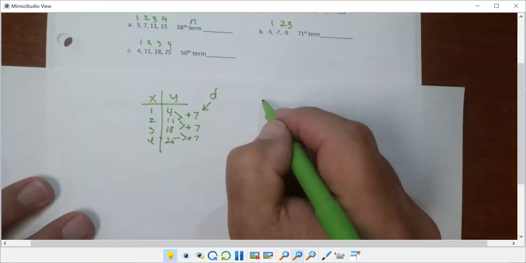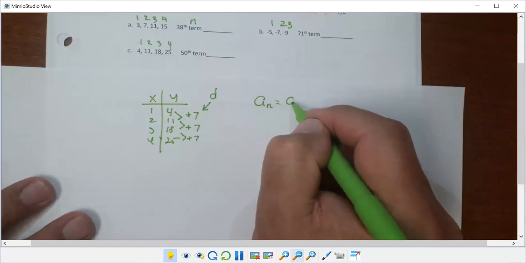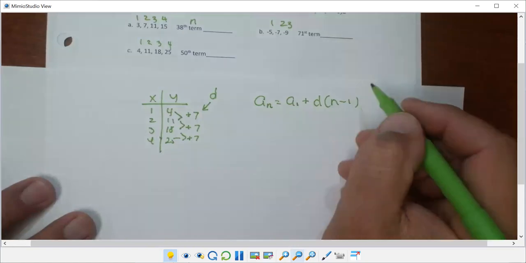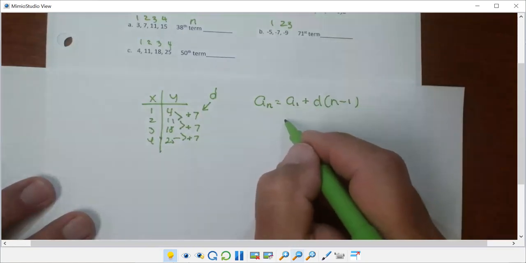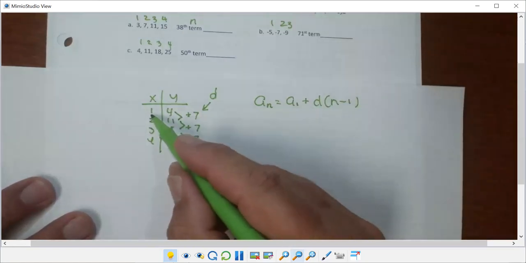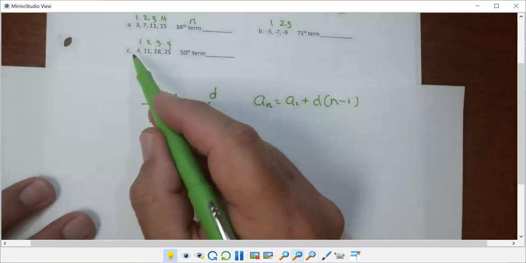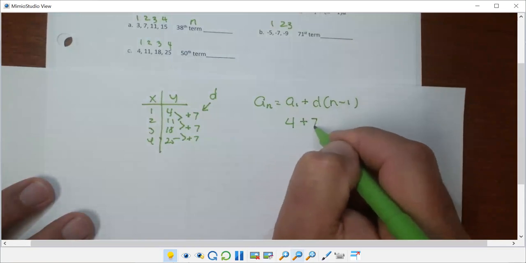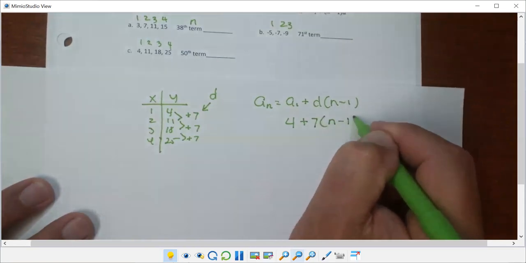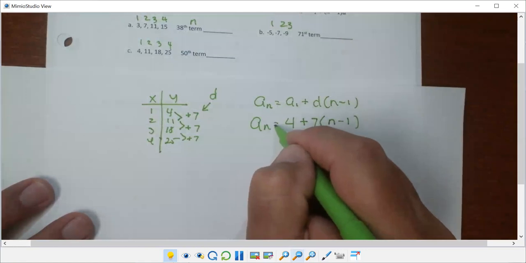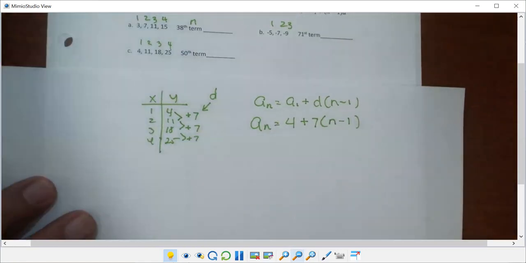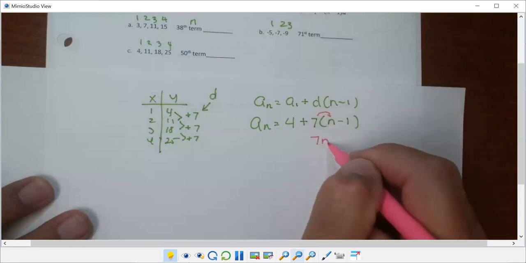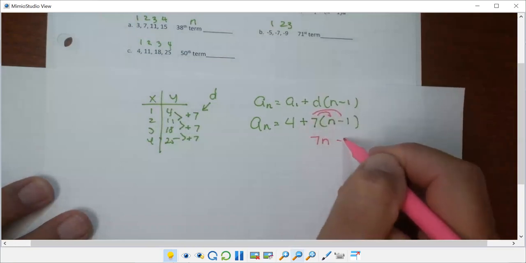So here we go. We're going to fill in the equation. a n equals a 1 plus d times n minus 1. My a 1 is going to be, what's my first number? Well, my first number is a 4. You can see it right here. So we're going to say 4. And then my common difference is a 7, so we say 7 times n minus 1. So a n equals this. Then I distribute. So it'll be 7n. Multiply that, -7.